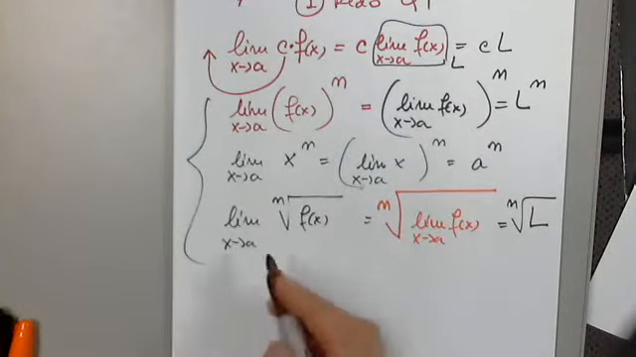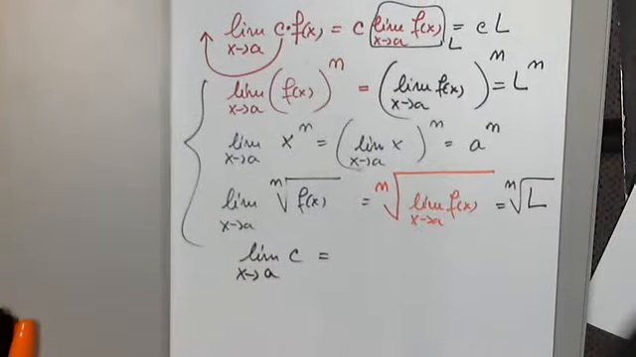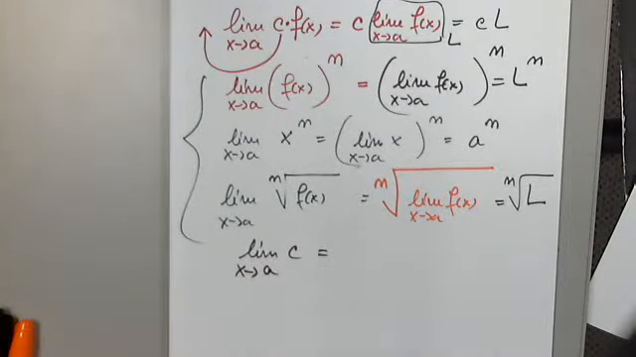And just one more, the limit of a constant as x approaches a. Who cares where x goes? How much is the limit of the constant? It's still the constant. The limit of 2 is 2, no matter where x is going. Okay.